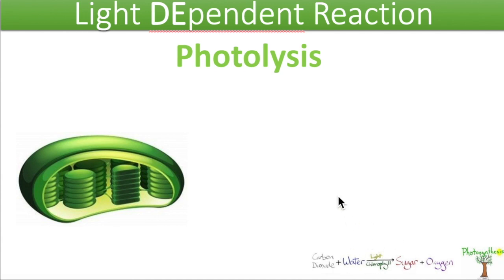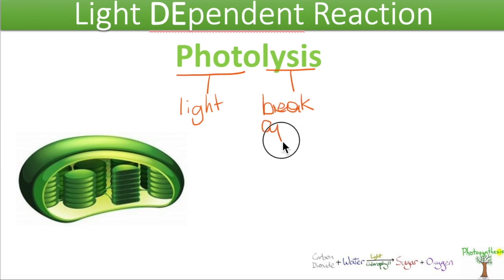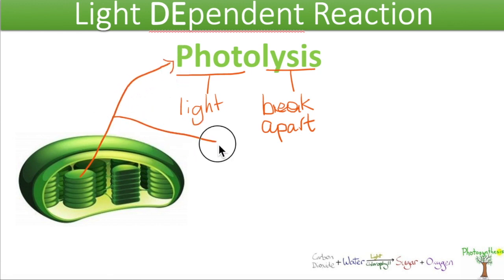But we can break down these complicated reactions into two types of reaction. And the first one is called photolysis. Photo means light. So the photo part of it means light. Lysis means to break apart. So we're breaking something apart, using light. And all this happens in the thylakoid. So photolysis happens in the thylakoid. So that's important to remember. Thylakoid.